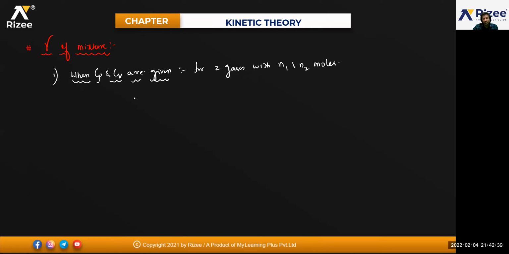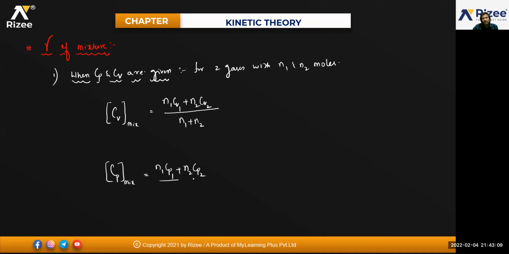I can write Cv of your mixture. Cv of your mixture will be equal to N1 Cv1 plus N2 Cv2 divided by N1 plus N2. In the same way, Cp of your mixture will be equal to N1 Cp1 plus N2 Cp2 divided by N1 plus N2.